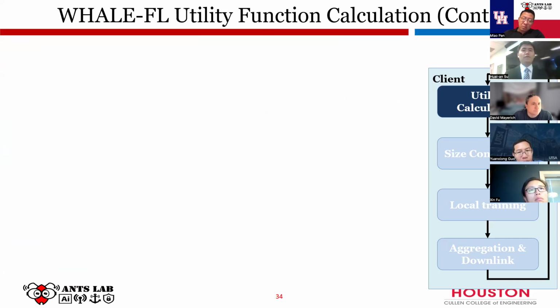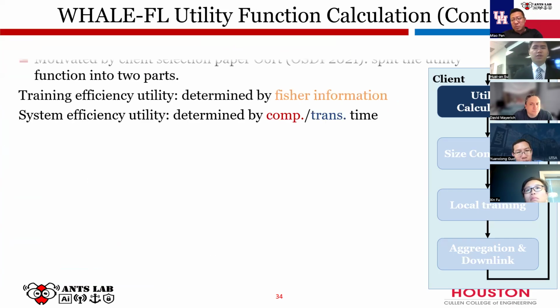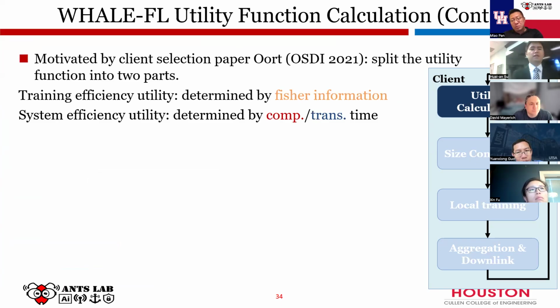The utility function calculation is also motivated by the client selection paper Oort from OSDI, where we split the utility function into two parts. The first part is the training efficiency utility, which is determined by the Fisher information. And we have the system efficiency utility, which is determined by the computing and transmission time.